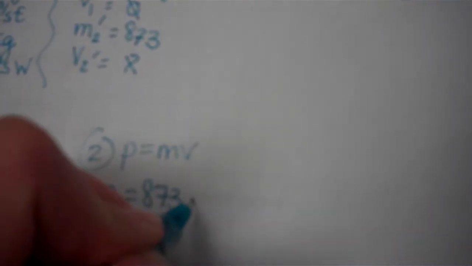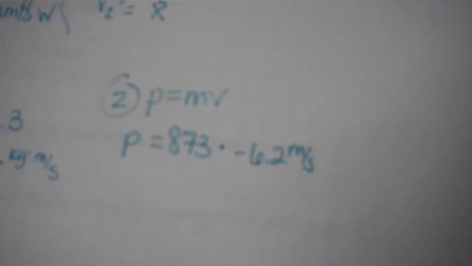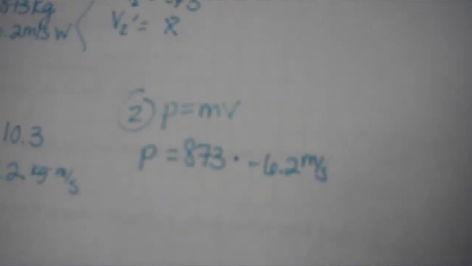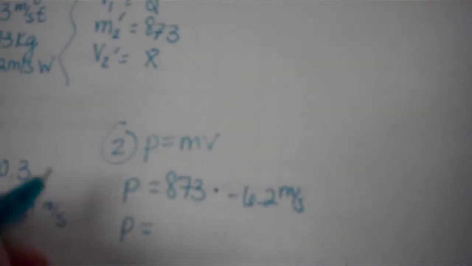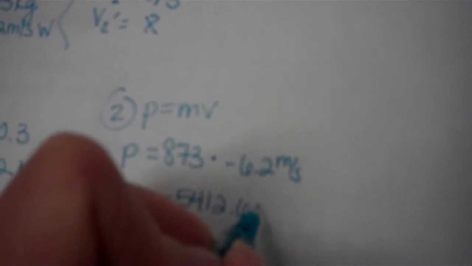Second object before the collision, P equals mv. P is equal to the second mass, which is 873, times a negative 6.2 meters per second. So we get 873 times negative 6.2, and we get a momentum of negative 5412.6 kilogram meters per second. So this is the first momentum over here. This is the second momentum over here.